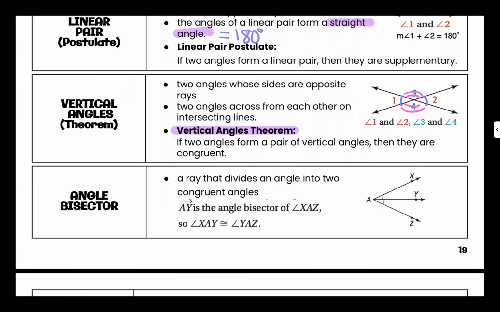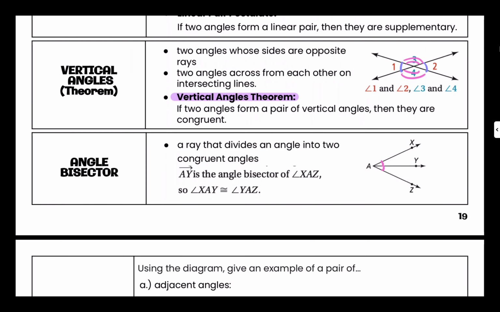And then we talked about this in the last section, but an angle bisector is a ray that divides an angle into two congruent angles. So there are our two congruent angles. And our bisector is this ray right here, ray AY. Remember, bisect means cut in half.